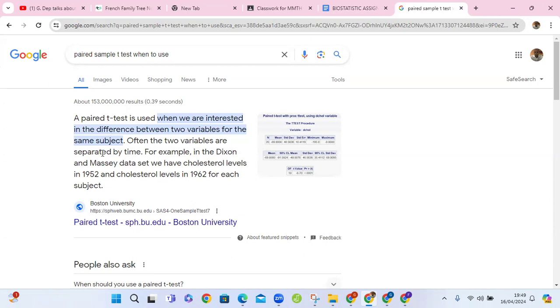So for example, in the Dixon and Massey data set, we have cholesterol levels in a time before 1952 and cholesterol levels after 1962 for each subject. So therefore, every participant must be measured twice, before an intervention and after an intervention. That's why it's called paired sample t-test as compared to independent sample t-test, where you have two independent groups. Here you have a single group and two measurements are taken from each participant in that group.